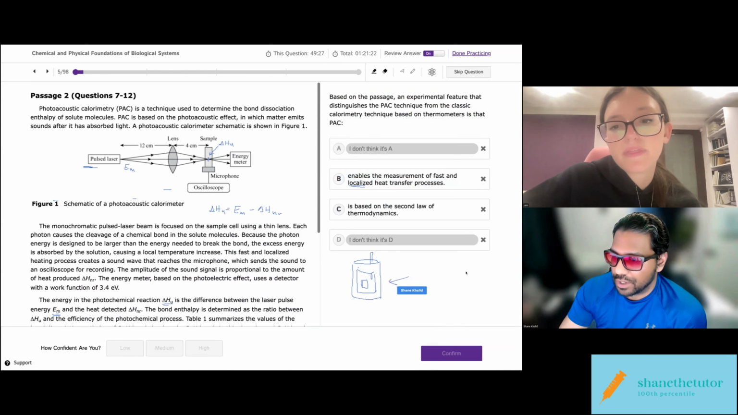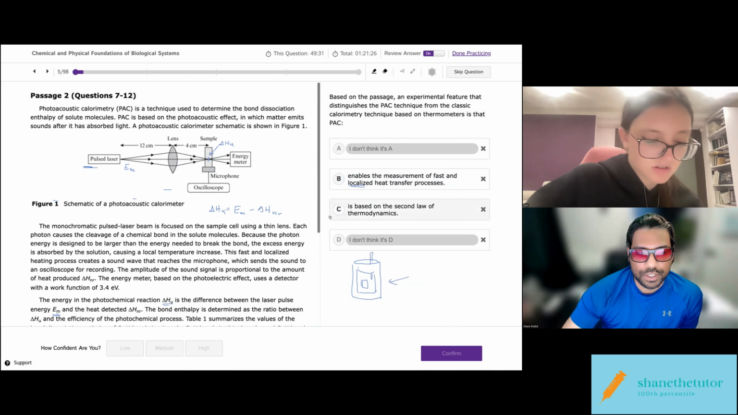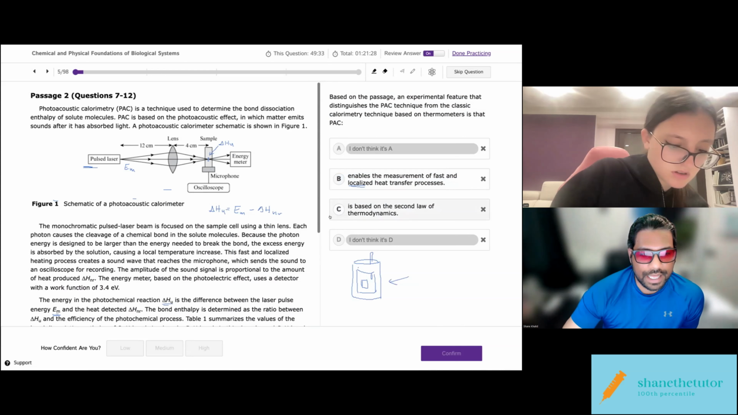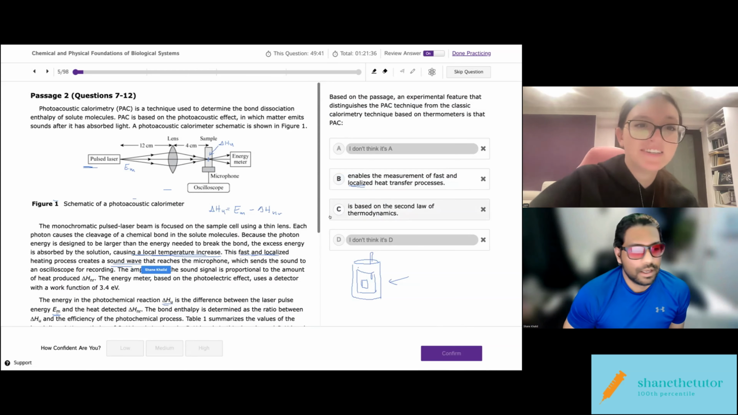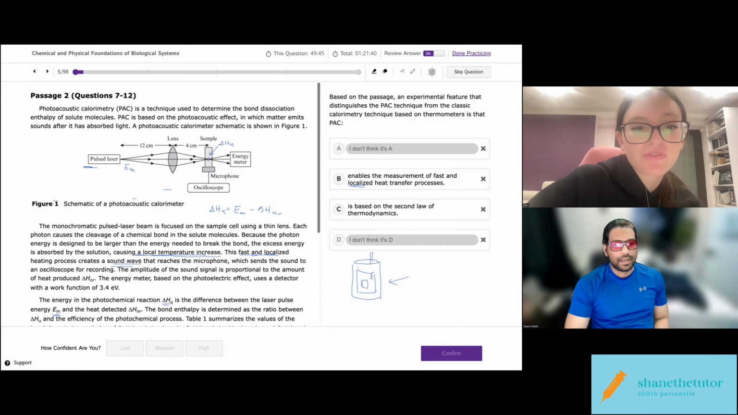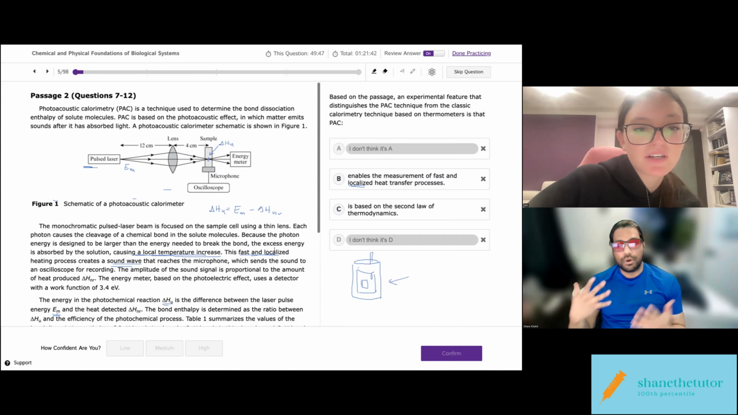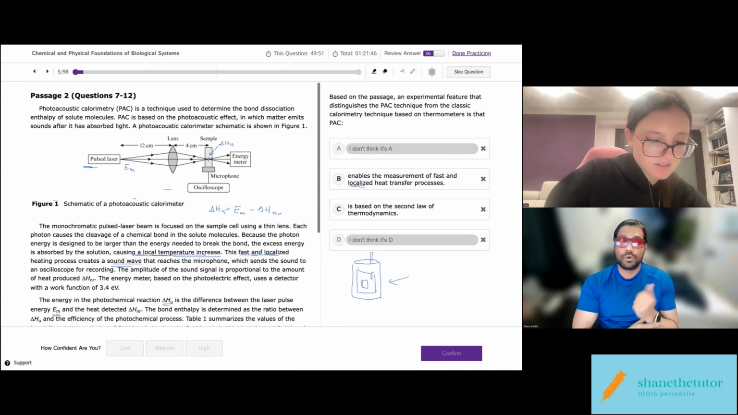this type of calorimeter. And the other one would be? Yeah, just because they told us, right? They just said that there's a local temperature increase, fast and localized. Oh, so this is literally reading the passage. Yeah, most of the time it'll be that. Honestly, I don't know how a local temperature increase makes sound, but we don't need to know that.